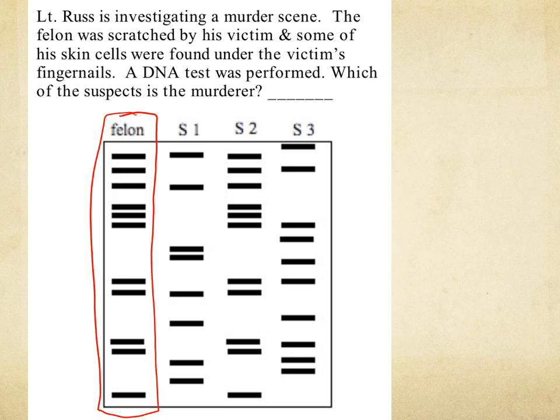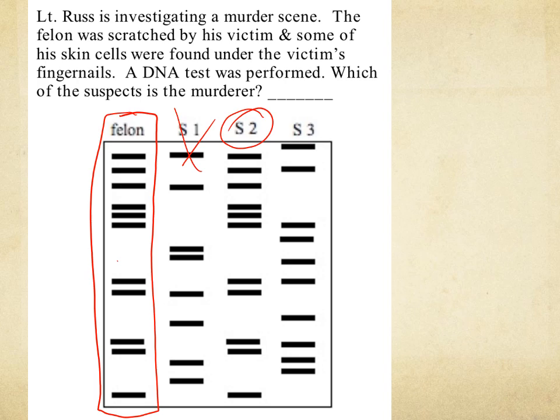If you really want to get detailed, you say like suspect 1 has two little bands right here, and they are not in the felon column. They're missing there, so that's definitely going to eliminate that person. There's a lot of other things like this band right here is missing. This one here is missing. If it's not matching the felon, this person doesn't match, and just easily we hopefully can see that suspect 2 is identical to the felon. All the DNA is the same, so that's going to make them the suspect that the police want to pay attention to.